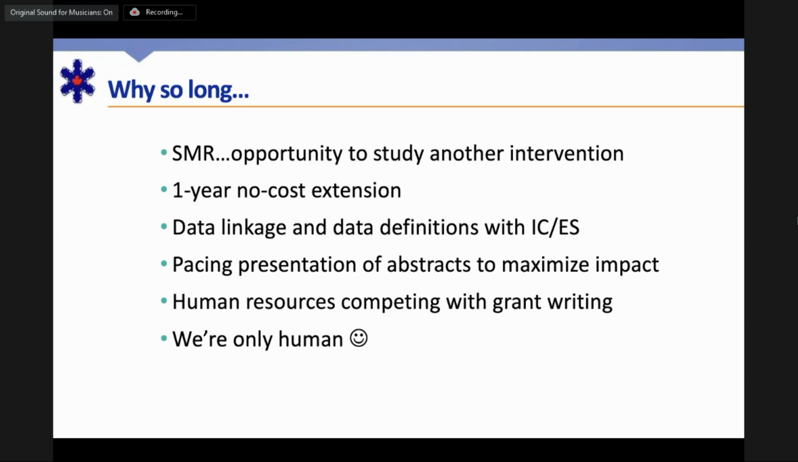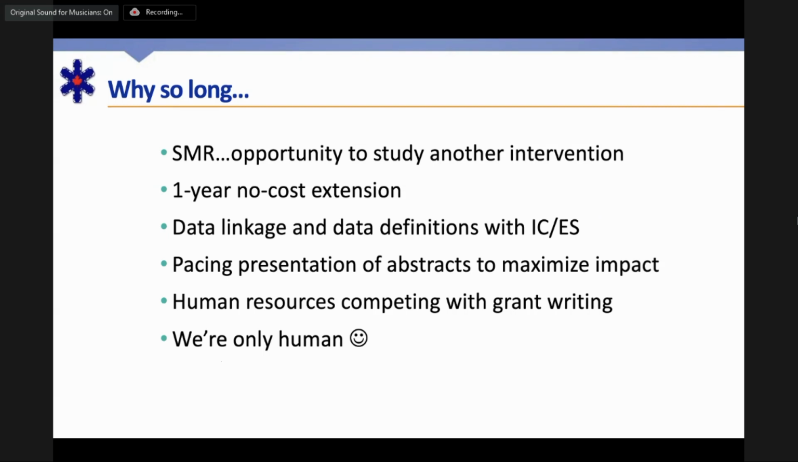We did pace, so in terms of implementation strategy, we did pace the distribution and presentation of our abstracts. We felt that if we presented all the results in 1 year, some of these important findings would be lost in translation and perhaps not get the attention they deserved. And also, we're human. So the minute you stop a project, of course, the next priority is to work on the next grant application such that you can continue to have the resources to feed your team.